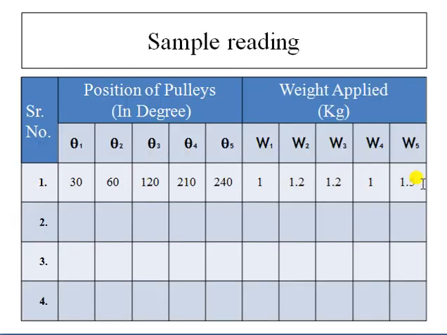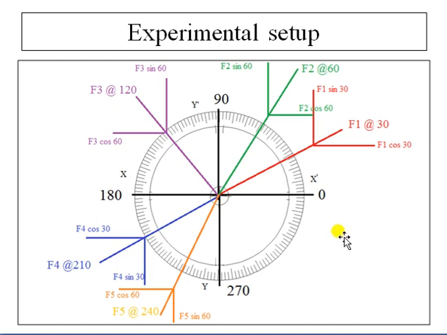So this is the first set of readings we have achieved. The diagrammatic representation of that will be something like this. This is the top view of the board with degree values of 0 degree, 90, 180 and 270, as you can see on this board. There are different sets of readings displayed around.